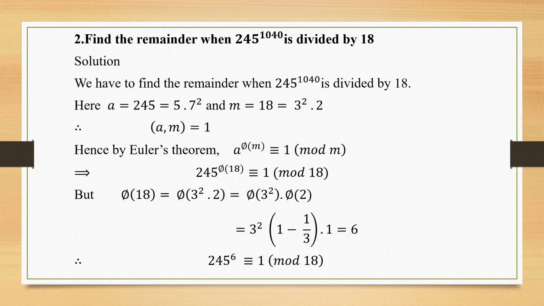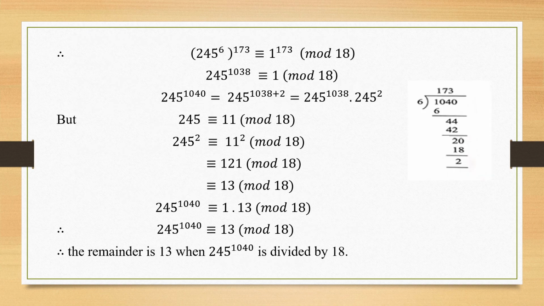So find out the totient function first, operate it as a 2 marks problem, and then simplify it and get the actual power. Right? So finally, I am getting that 245 raised to the power of 6 is congruent to 1 mod 18. This 6 is very far from 1040. So what will I do to approach 1040? Let's see in the next slide.